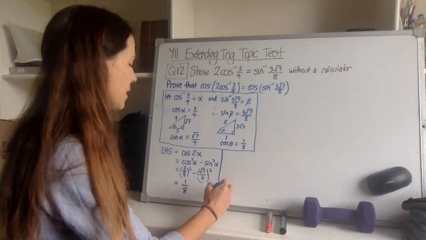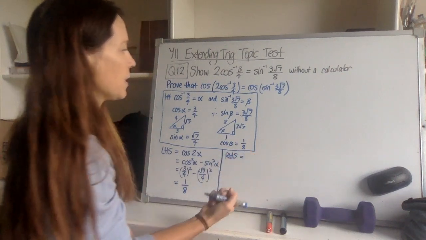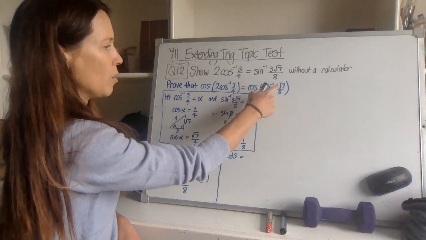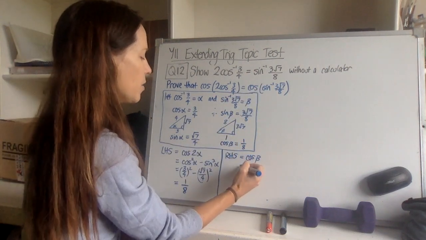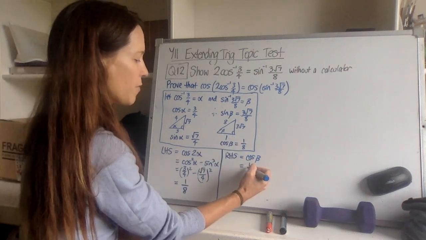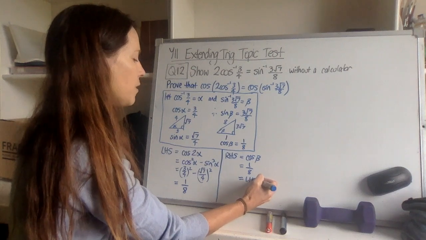Okay, what's the right-hand side equal to? Let's do that over here. The right-hand side is equal to the cos of, what did we call this? Beta. So this side is really easy to do because cos of beta is looking at us here. We've already figured it out. It's 1/8, and that is equal to the left-hand side.